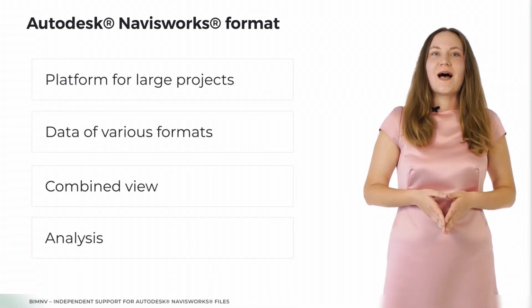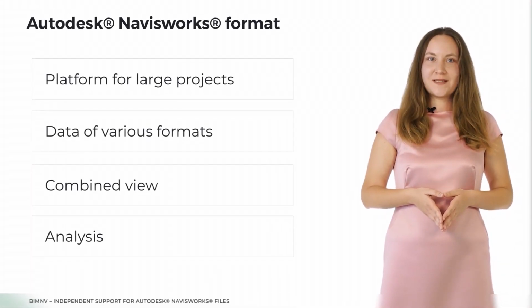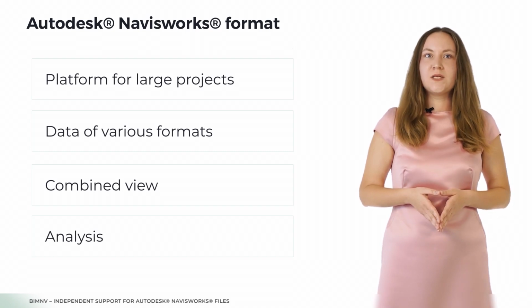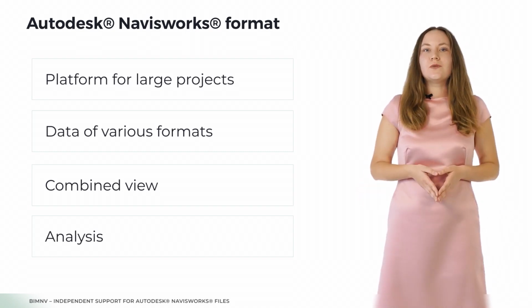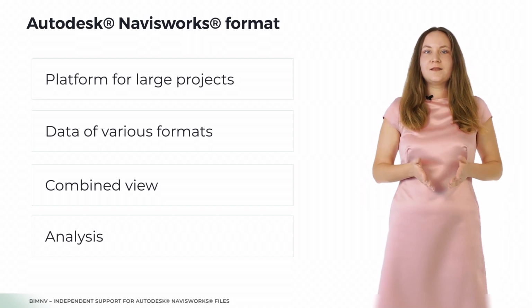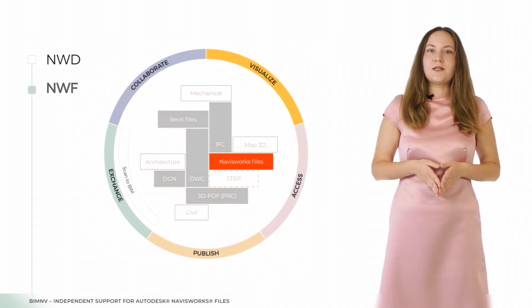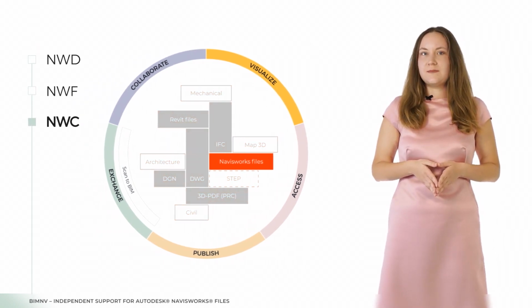A few words about Autodesk Navisworks file formats. These formats integrate various projects from various implementers in various file formats into one file. It allows us to use a whole picture and analyze these projects together. There are three main file formats: NWD, NWF and NWC.